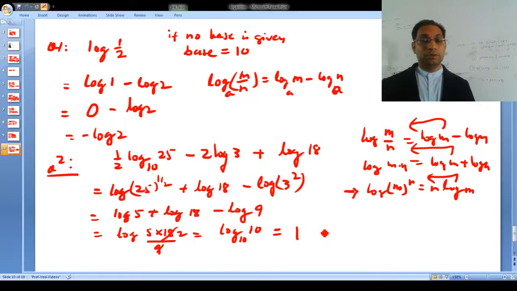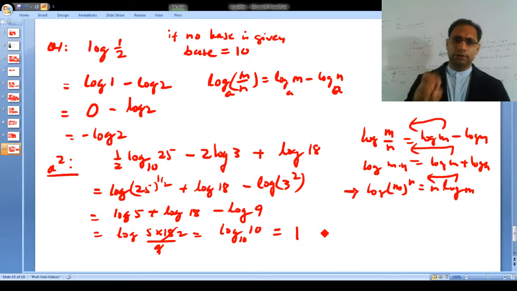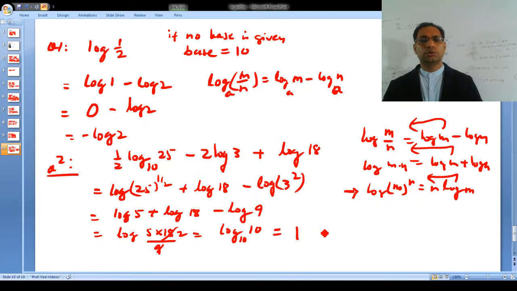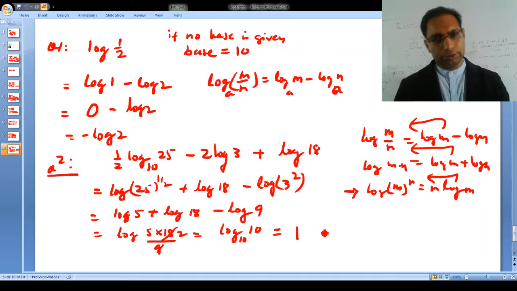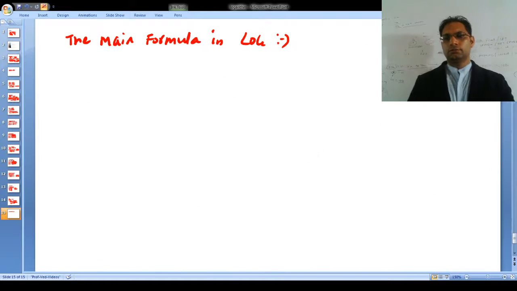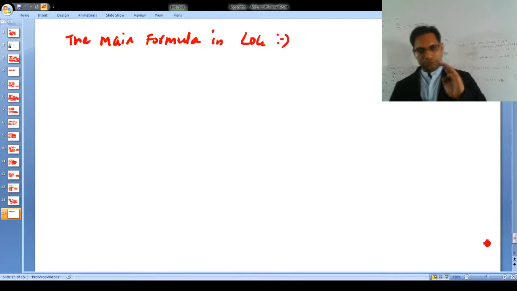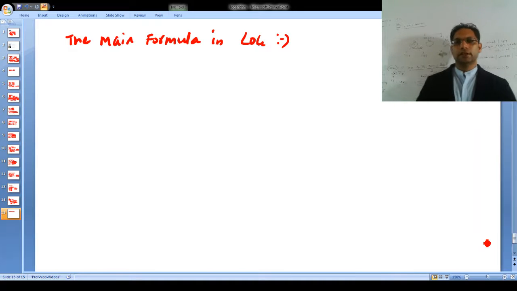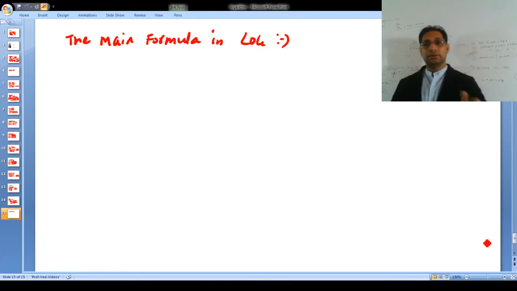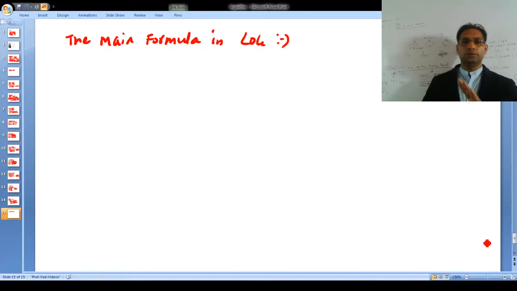So that was three fundamental laws of logarithm. Two more things, these are observations. Two more things I want you to remember in log. Let us discuss what those two things are. Friends, I introduced to you three formulas and I asked you to remember them. But here is the main formula. This one is the last. If you remember this and if you know this, any problem in log you will be able to solve.